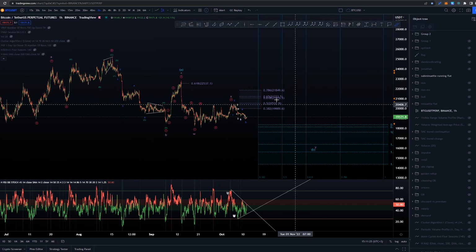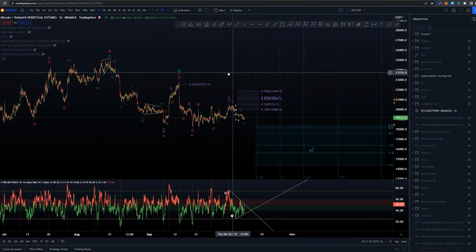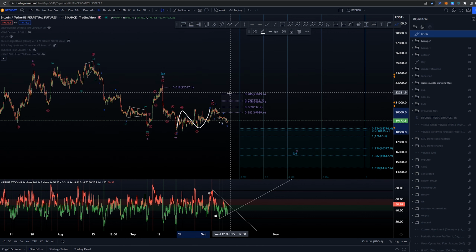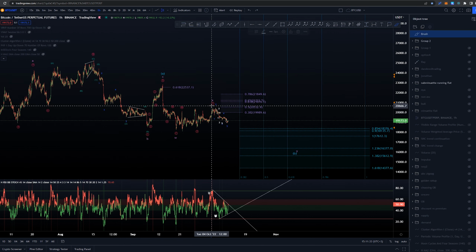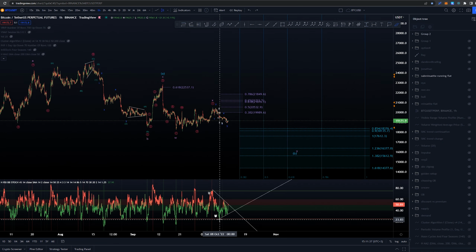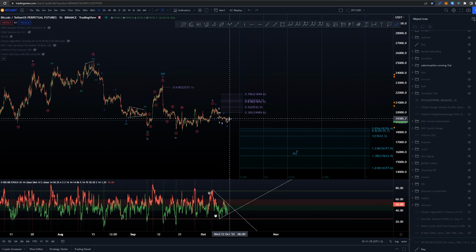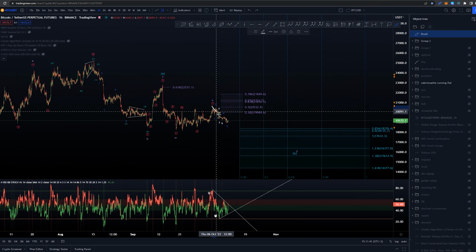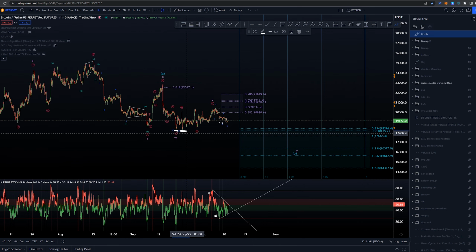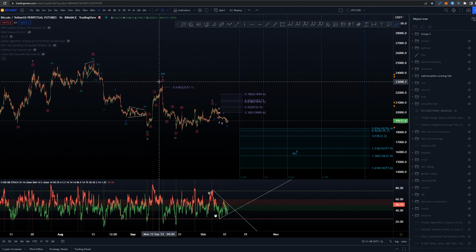Now, the original count that I was liking at least quite a bit is still playing out. It still had the same idea here, where we had this as a 3-way structure, and then we were looking for downwards here. Now, these three divergences would fit into the idea that we would be creating this as an A, B, and C, at least taking out these lows of W here, and getting to the 1-to-1 extension.